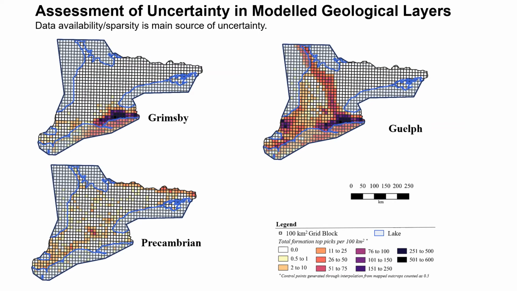Data availability or sparsity of data is the main source of uncertainty for model layers. 3 examples are shown here. The darker colors show dense data, the lighter colors show a lack of data or sparse data.